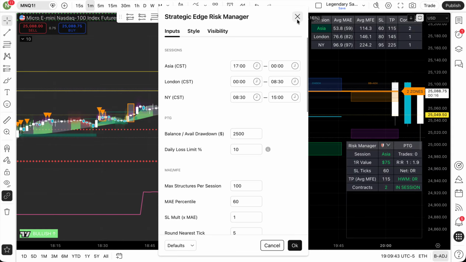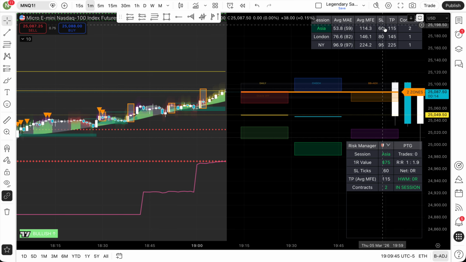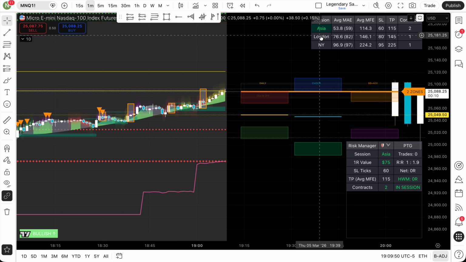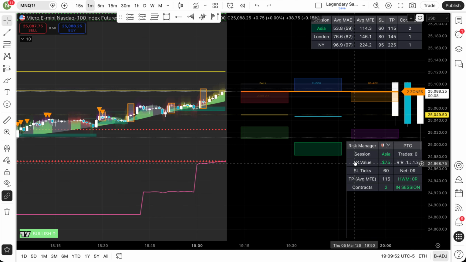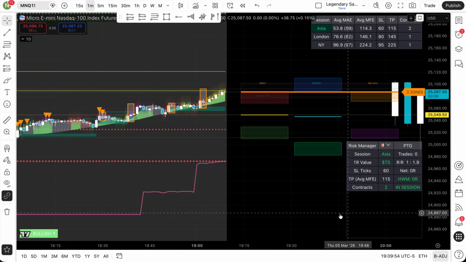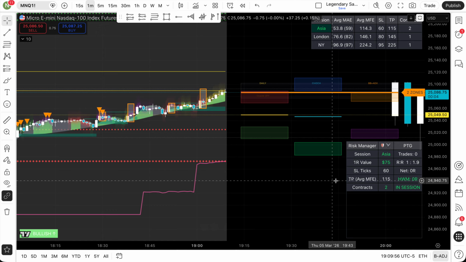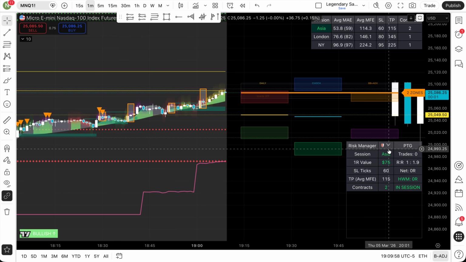There's two data panels that show. Up top, it gives you the session stats for Asia, for London, and for New York. Down here, it's just going to call out the session that you're in. I'm recording this in the evening, so this is currently the Asian session.